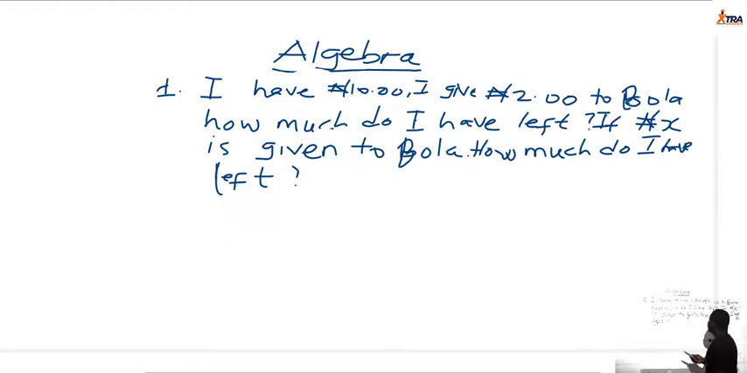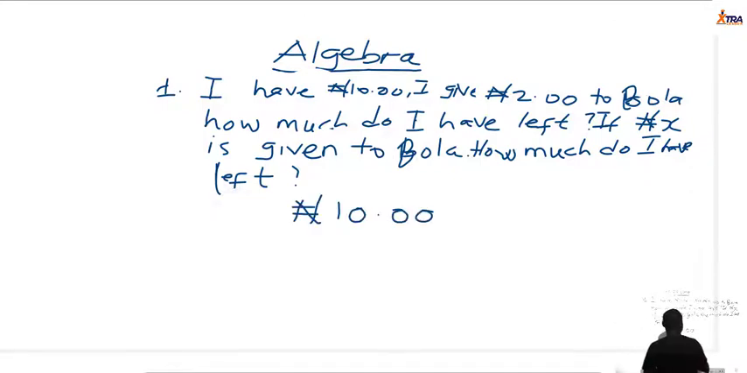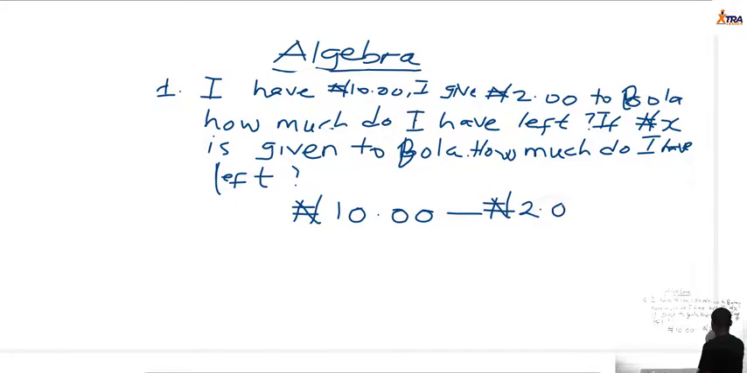I have 10 naira. I give 2 naira to Bola. How much do I have left? If x naira is given to Bola, how much do I have left? The solution to this is thus. I have 10 naira. I give 2 naira to Bola. That is minus 2 naira to Bola. Definitely my answer here is 8 naira.